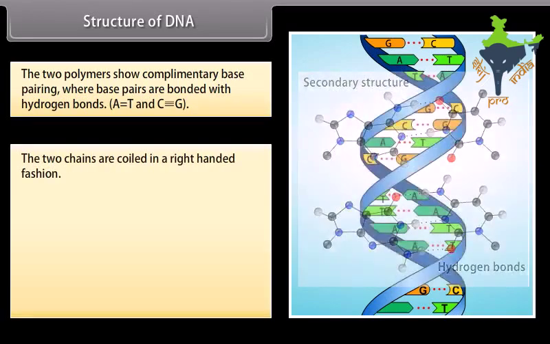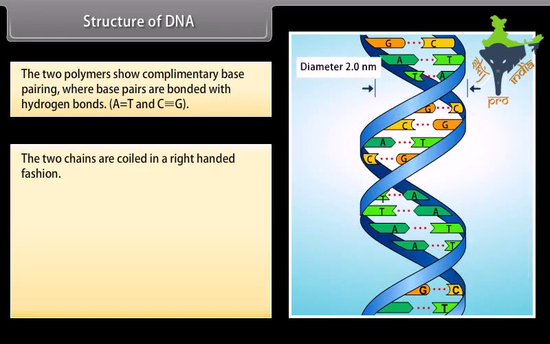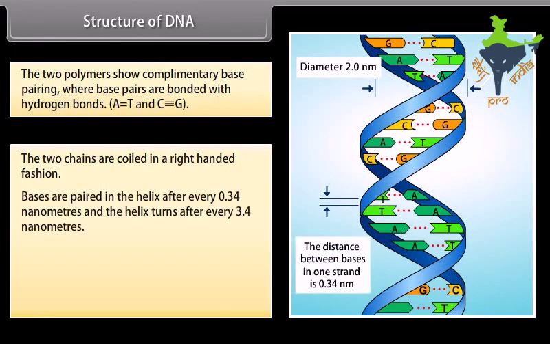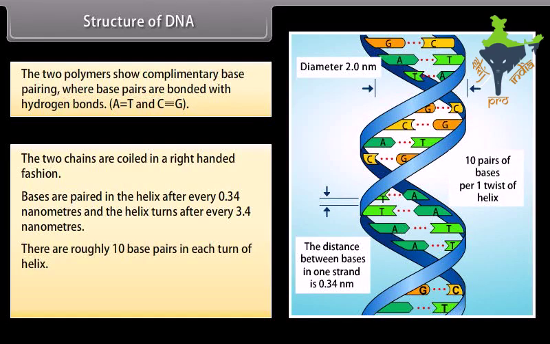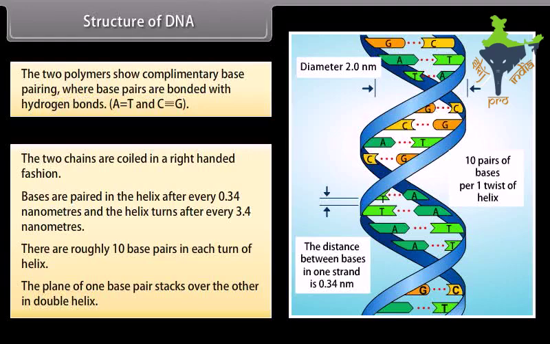The 2 chains are coiled in a right-handed fashion. Bases are paired in the helix after every 0.34 nanometers and the helix turns after every 3.4 nanometers. There are roughly 10 base pairs in each turn of the helix. The plane of one base pair stacks over the other in the double helix.